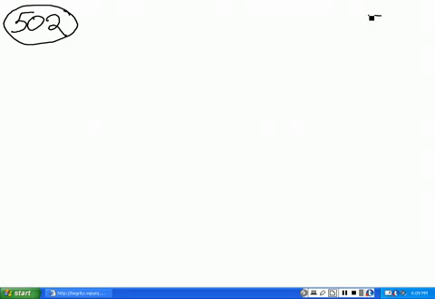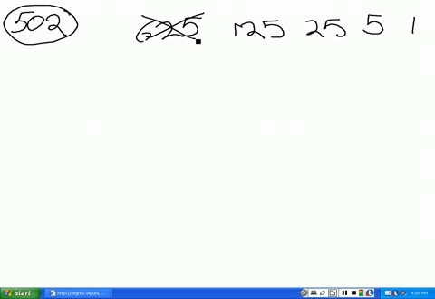Of course, 1 is 5 to the 0, 5, 25, and then 25 times 5 is 125. And after that, we get to 625, which we're actually not going to need for this problem because 625 is bigger than 502. So we want to make up 502 out of these numbers.